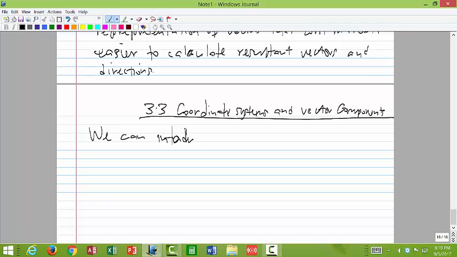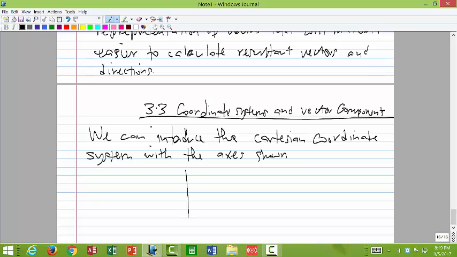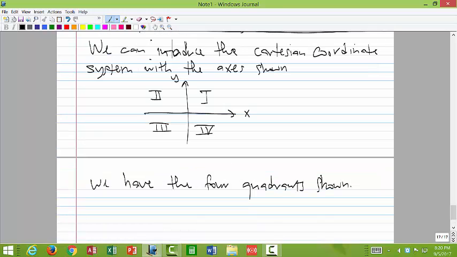So we introduce the Cartesian coordinate system. Suppose we have a Cartesian coordinate system that looks like that, then we can say that this is x and this is y. This will be quadrant 1, 2, 3, and 4. So we have a 4-quadrant system. So we have the 4 quadrants shown.